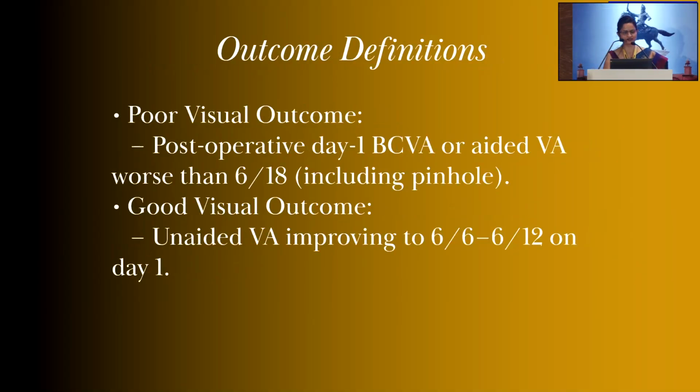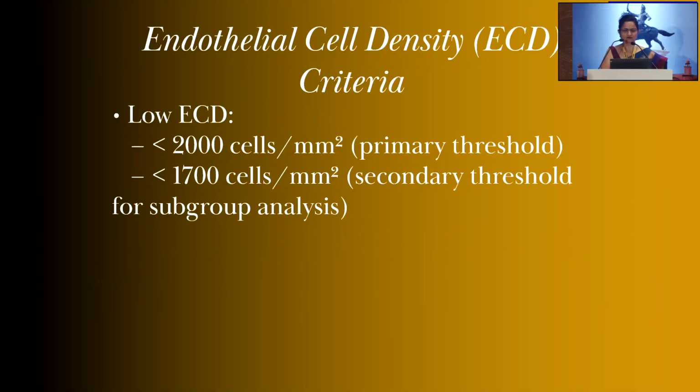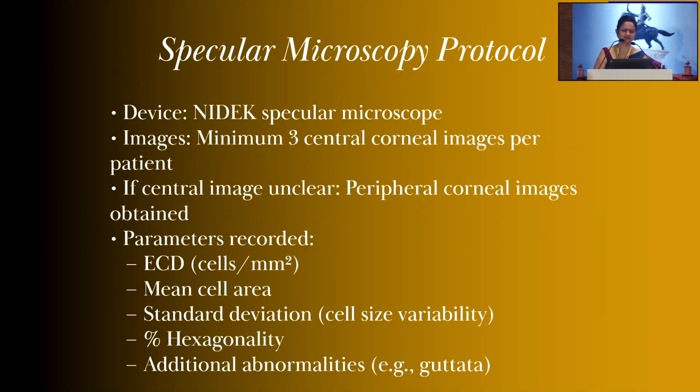For the outcomes, we defined poor visual outcome as anything on post-op day 1 worse than 6/18. So anything less than that is categorized into the poor visual outcome. And a good visual outcome was anything between 6/6 to 6/12, unaided or best corrected. Now, low endothelial cell density was first defined as less than 2000, but then on sub-analysis we realized that probably 2000 was too high, and therefore we classified into less than 1700 and more than 1700 density.